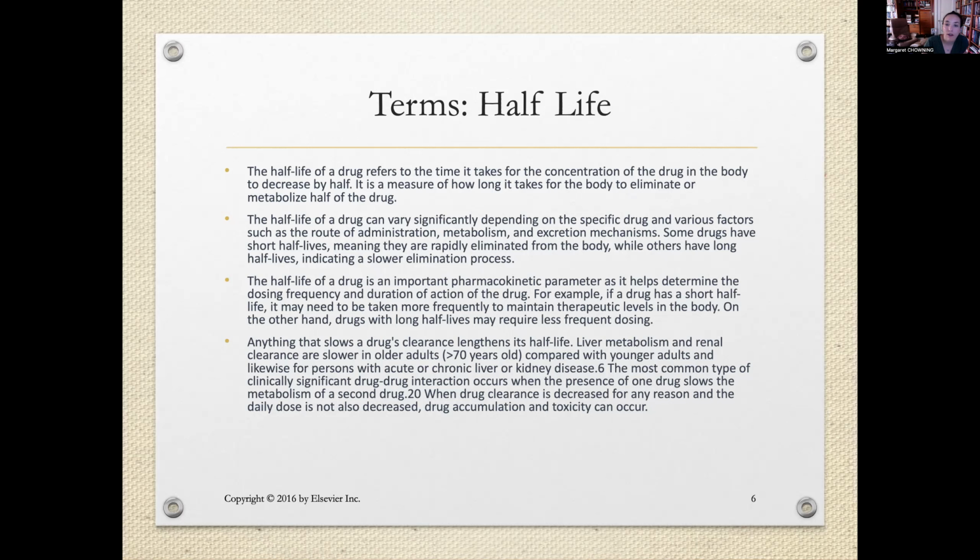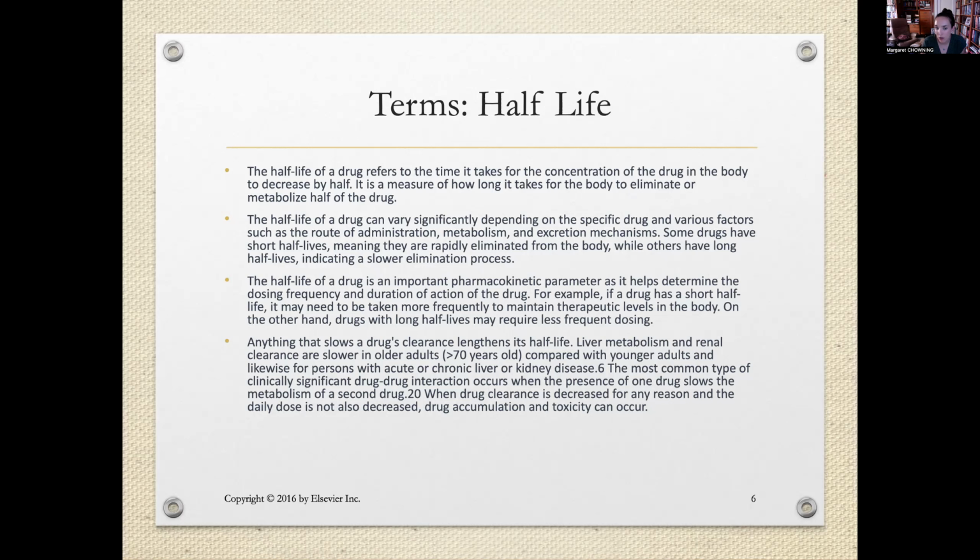The half-life of a drug can vary significantly depending on the specific drug and various factors such as the route of administration, metabolism, and excretion mechanisms. Some drugs have short half-lives, meaning they are rapidly eliminated from the body, while others have long half-lives, indicating a slower elimination process, okay? The half-life of a drug is an important parameter as it helps determine the dosing frequency and duration of a drug. For example, if a drug has a short half-life, it may need to be taken more frequently to maintain therapeutic levels in the body. On the other hand, drugs with long half-lives may require less frequent dosing.